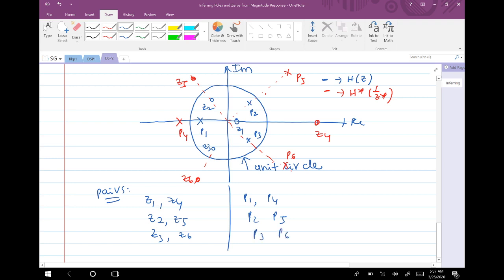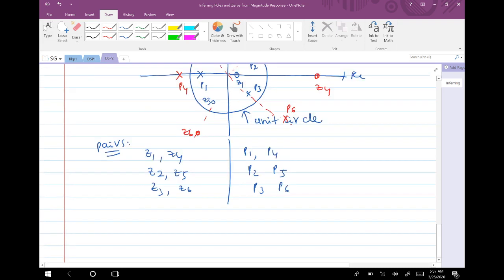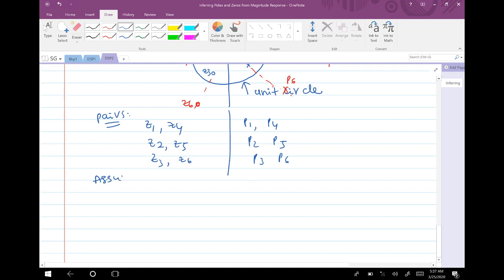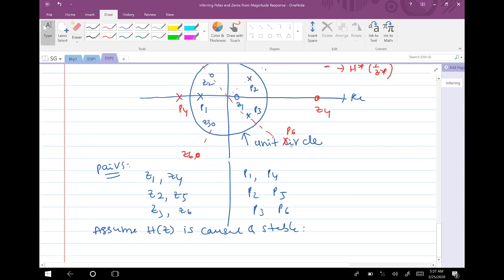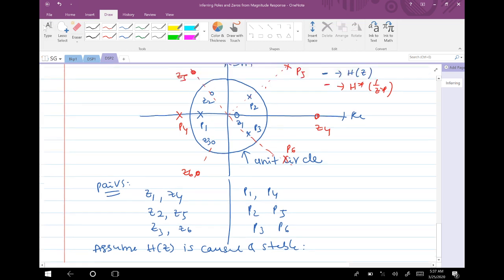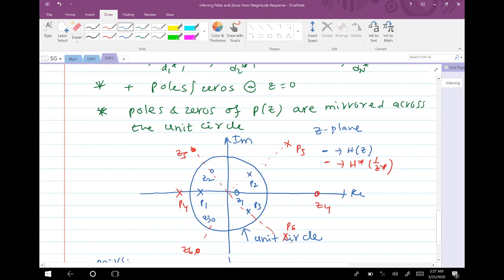Now suppose I give you the additional information that H of Z is causal and stable. What can we say then? The poles and zeros of it should lie, we are not talking about the inverse system, all the poles should lie inside the unit circle. As I mentioned, this is an important observation here, that the poles and zeros of P of Z are mirrored across the unit circle.